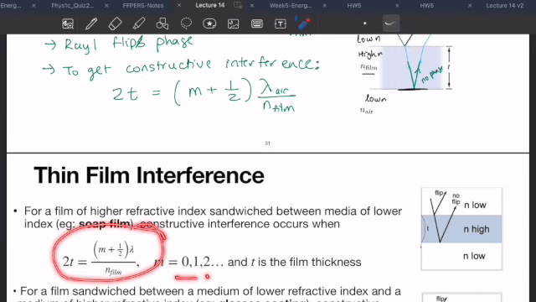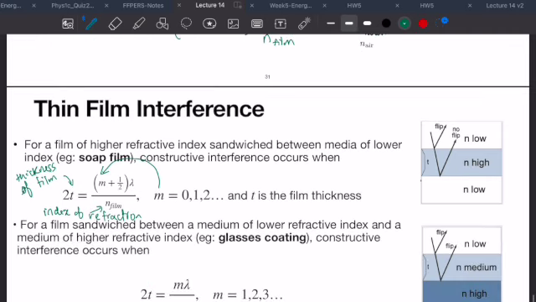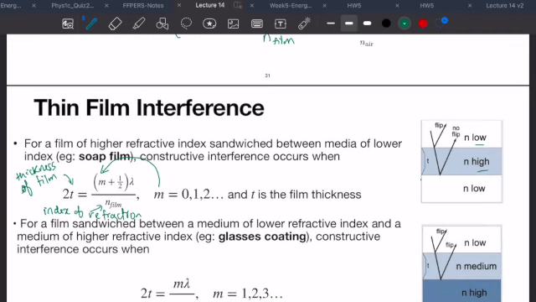and m starts at 0 and goes up in integer values. Here, t is the thickness of film, n is index of refraction, m is an integer, and lambda is the wavelength of light. And this is for low to high to low.